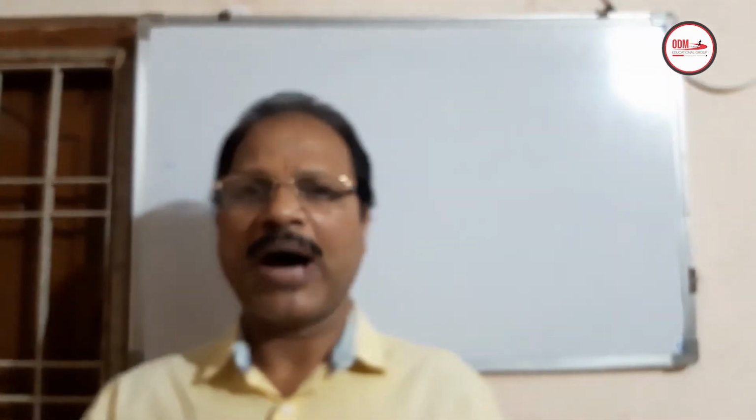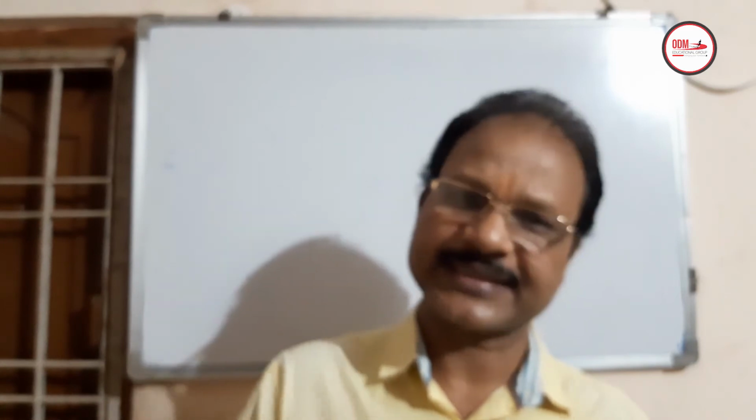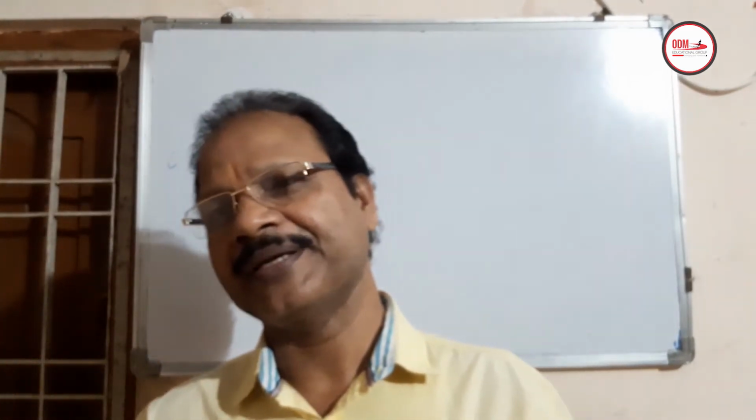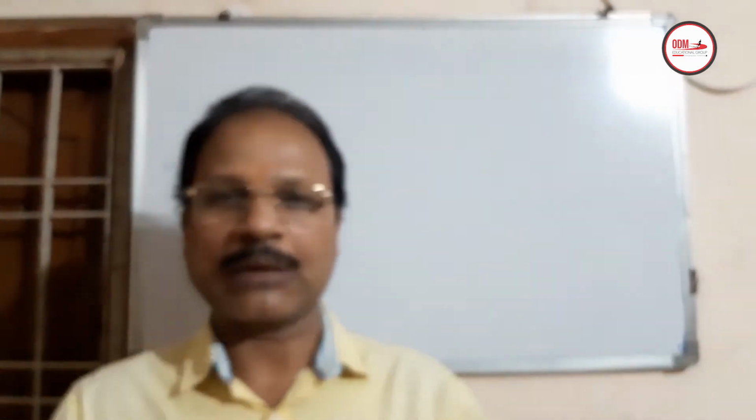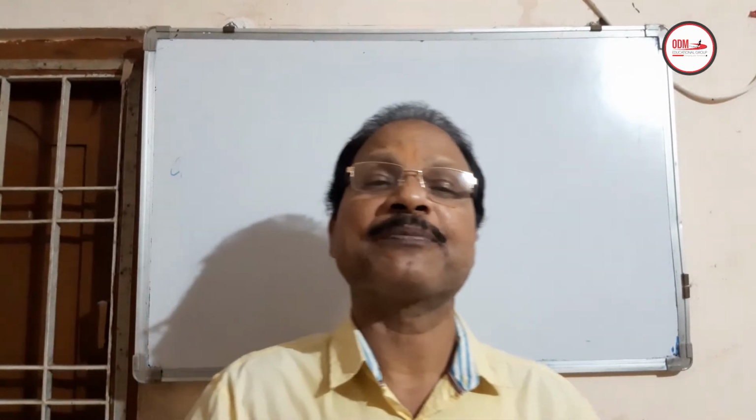Suppose I ask you how many students are in this class. You can say, sir, in this class 30 students or 40 students or 50 students, like this. If I ask you to count them, you will calculate like 1, 2, 3, 4, 5, 6, 7, 8, 9, like this. Now my question: these 1, 2, 3, 4, 5, 6 are what type of numbers?